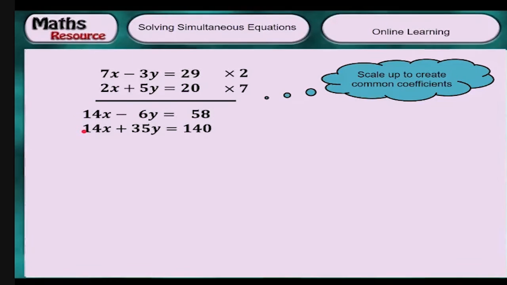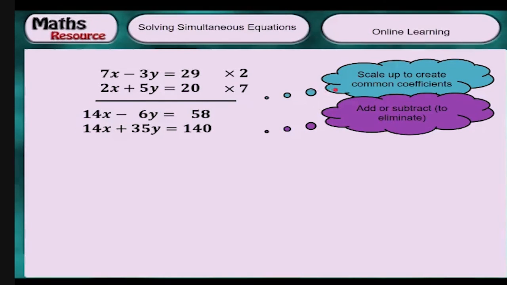Now remember, the next step is: is it a subtraction or an addition? Well, these signs are different, aren't they? Okay, so it's a subtraction. So I'm doing 14x minus 14x. That gives me nothing. All right, that's cancelled that out. So then I have minus 6y minus, I'm taking away, plus 35y.